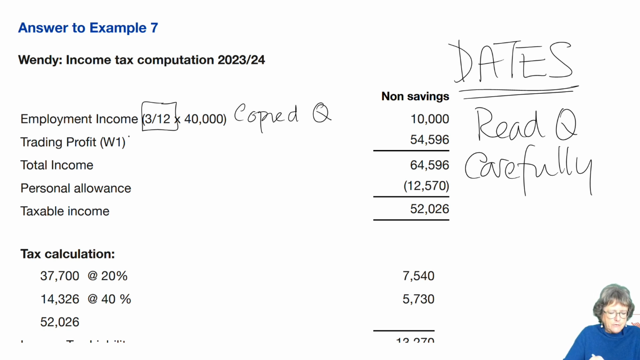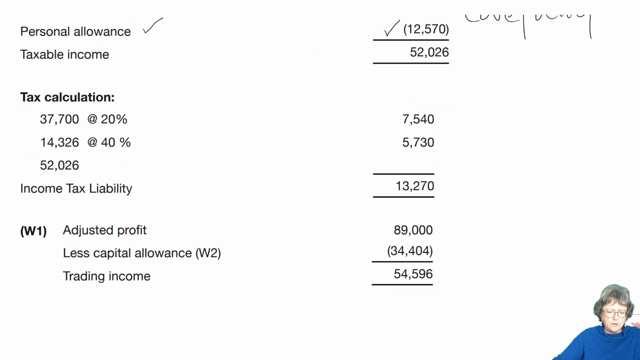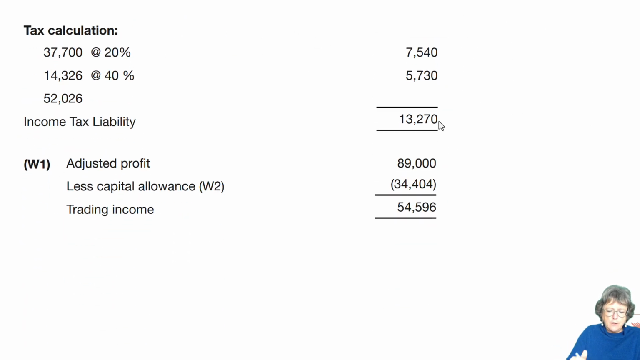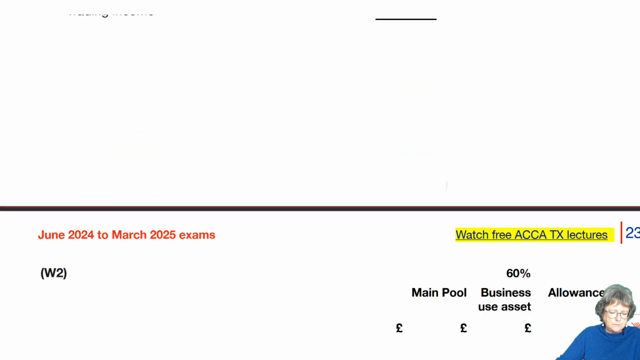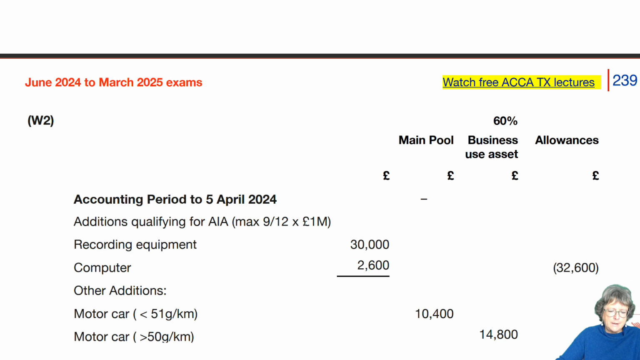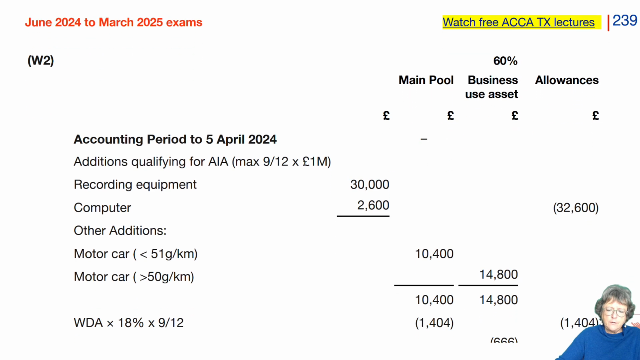Then they have adjusted the trade profits for capital allowances and deducted the personal allowance. So you can copy that in, write that in and leave this bit here blank. You can write that in and then go and do your workings. Leave space for your tax calculation and then there's your workings. That's from the question. And again, workings clearly labelled. So let's have a look at the capital allowances computation and how they've done that.